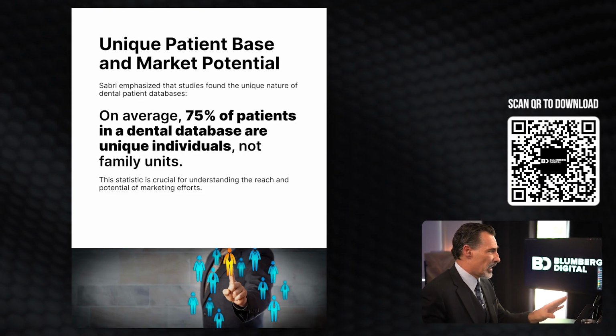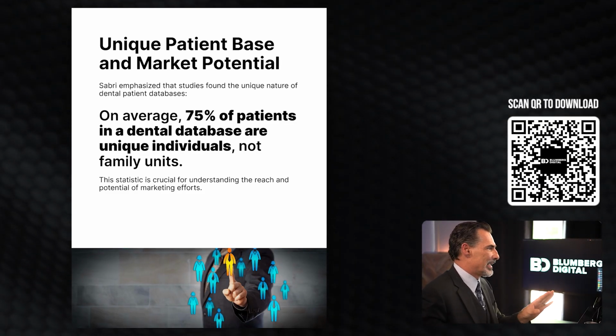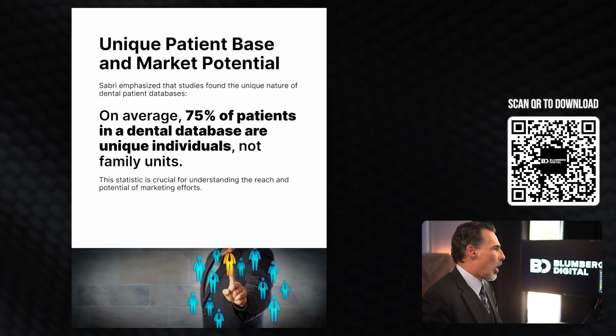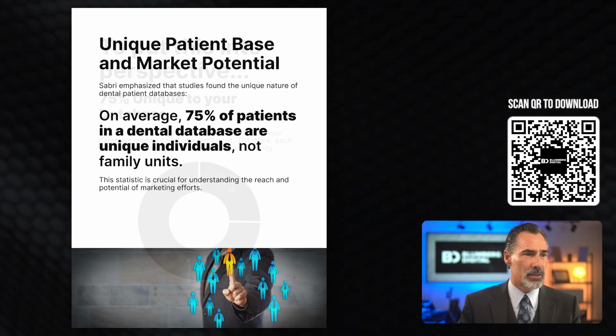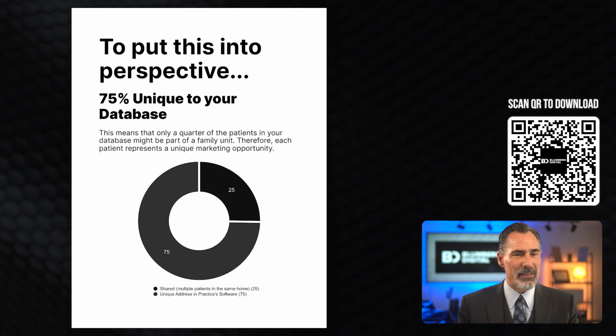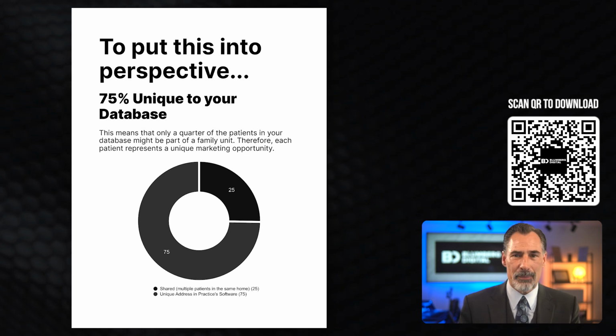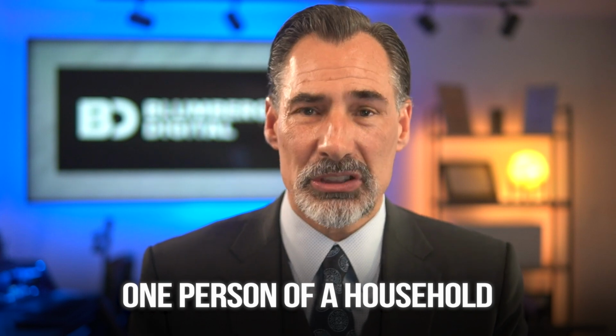Please give me a thumbs up if you understand the logic in that, what unique and shared address means. Okay, so you've got 3 addresses in your database from 3 different patients. That means that's probably a family. You've got 1 that's unique. All right, 75%, these are studies, 75% of patients in the average dental database are unique individuals, not family units. To put this into perspective, 75% of your database probably right now is 1 person of a household.